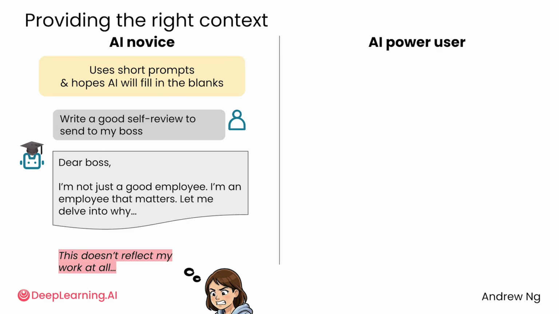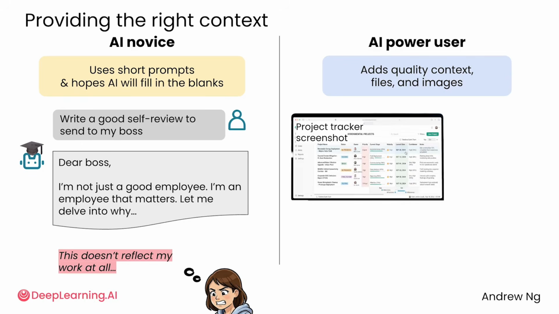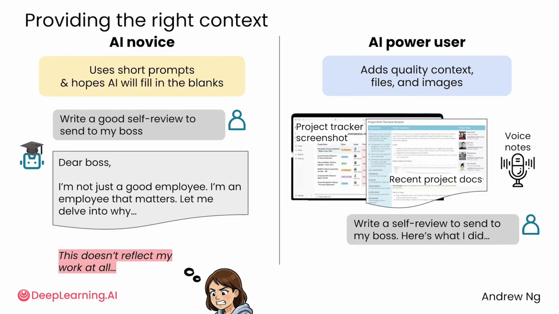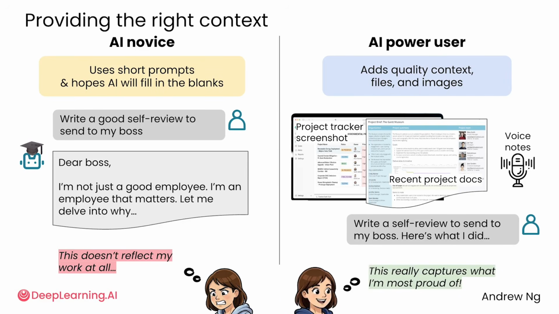In contrast, I find that AI power users almost have empathy for the AI. I don't want to overly anthropomorphize the AI, but if you could put yourself in the shoes of someone getting a set of instructions from you, you can ask yourself, will they actually know enough about you to do a good job on the task you're assigning them? So an AI power user, in comparison, might upload a lot of information to the AI, maybe give it a screenshot of a project tracker showing what you worked on, recent project docs, maybe voice memo notes where you talk through the projects, and then tell it to write a self-review to send to my boss. And that could do a much better job capturing what you're most proud of.